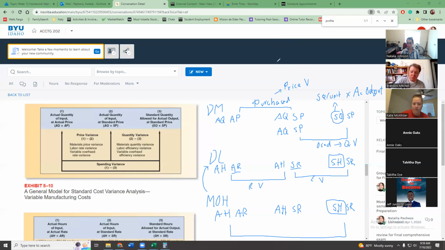So sorry, on the quiz or on the exam for this one, they were pretty clear about asking for the price variance, the quantity variance, the rate variance, and the efficiency variance. We didn't really have to do a lot of doing it backwards. Does that make sense?